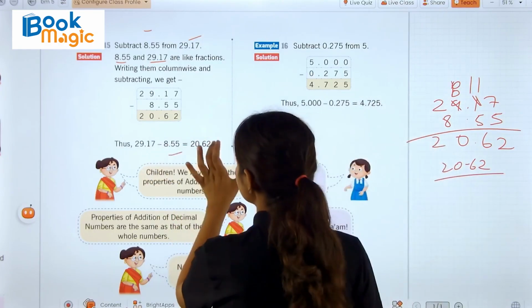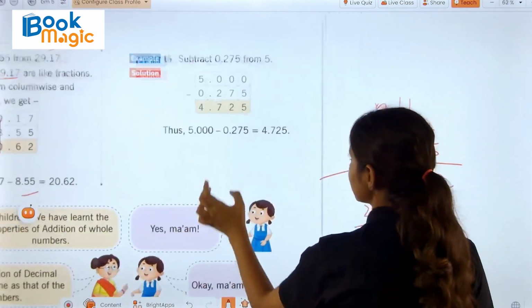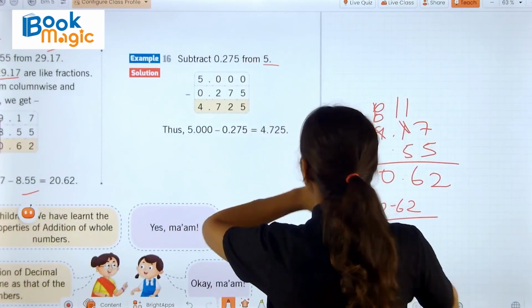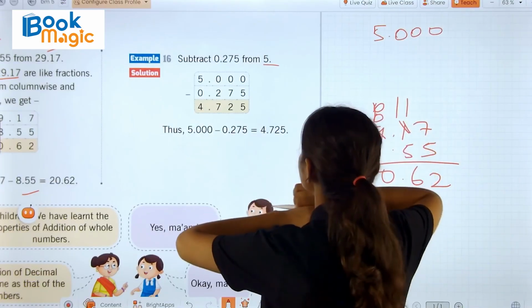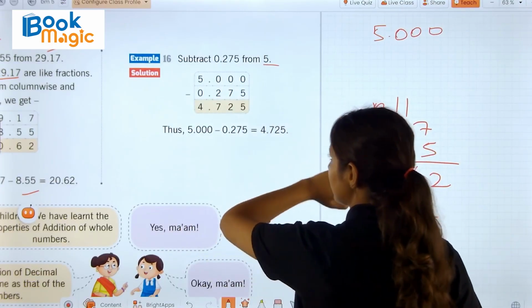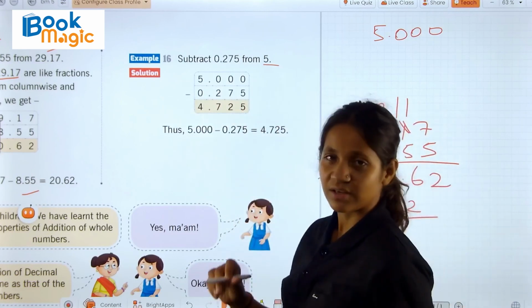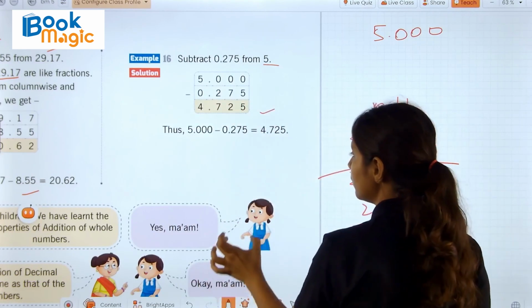Here it is written. Similarly, we have example number 16. Subtract this from this. So firstly, make this a like decimal by writing 0 to the right. So 5.000 minus 0.275, we can get the answer, that is 4.725.